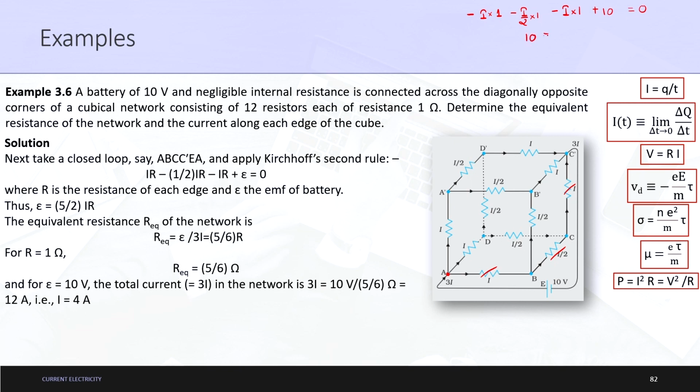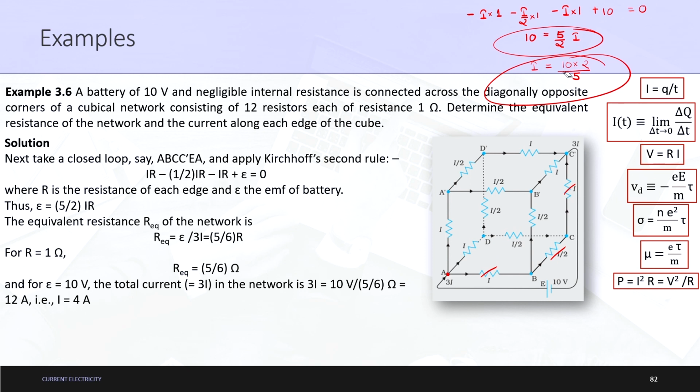10 is equal to 2 plus 1 by 2, which gives 5 by 2, hence it will be equal to 5 by 2 into I. So, using this I can find that I is equal to 10 into 2 by 5. This can be one of the examples of how this has been explained here.